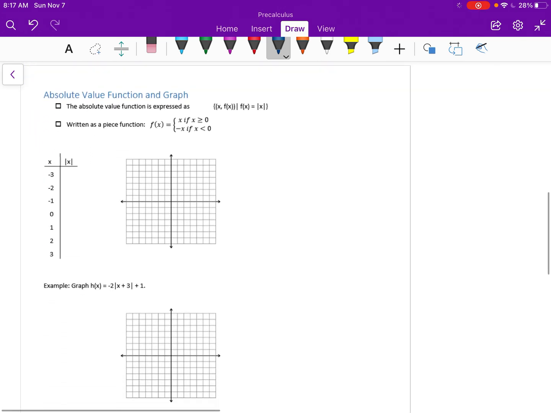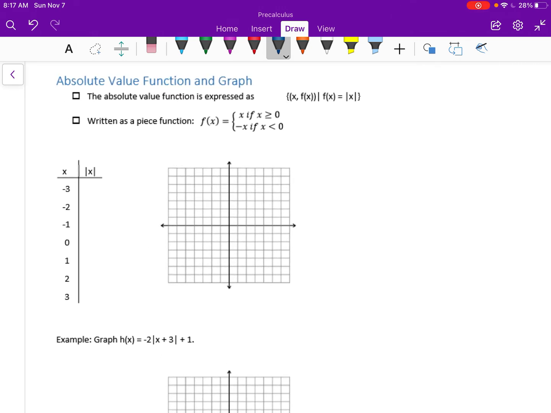Next, the absolute value function. This one should be familiar to you. The absolute value function, all points x, f of x, or x, y, such that f of x equals the absolute value of x. So a lot of times we think of just always change to a positive.